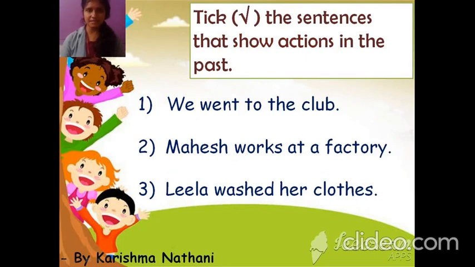Next exercise is, tick the sentences that show actions in the past. You have to find the past verb from the given sentences. First one is, we went to the club. Here we know that went is a verb and it is the past form of go. So we went to the club. In this sentence, went shows the past form.